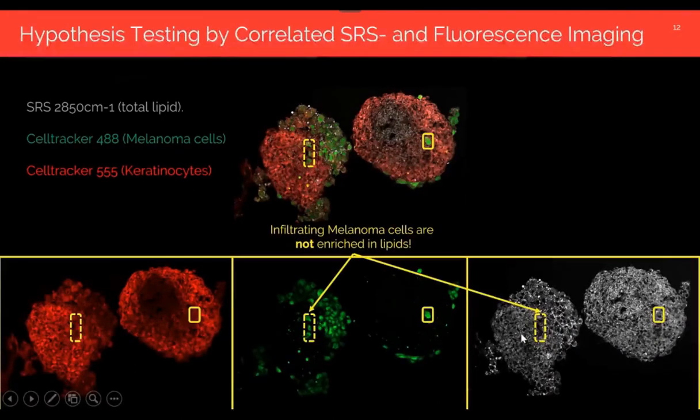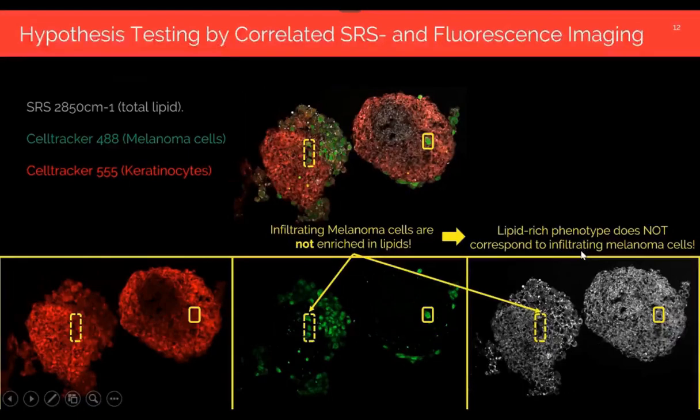And what I'm showing you here then are those three image channels separated. And you can very clearly see we are seeing green cells, so those are melanoma cells that are infiltrating into the core of the sample. However, those regions where the melanoma cells are found are not enriched in total lipids, as we have seen for this unexpected fourth phenotype. So the conclusion here is that the lipid-rich phenotype does not correspond to infiltrating melanoma cells.